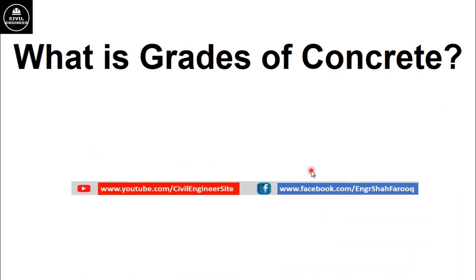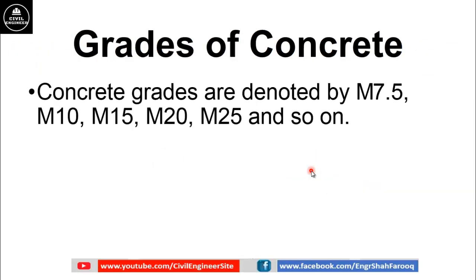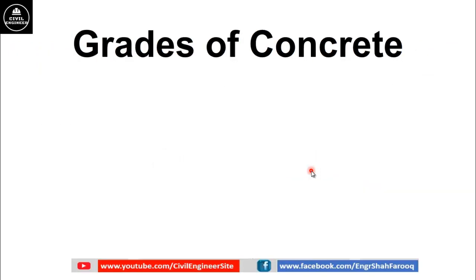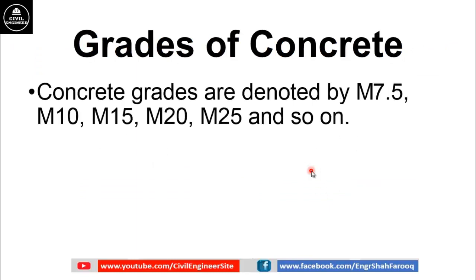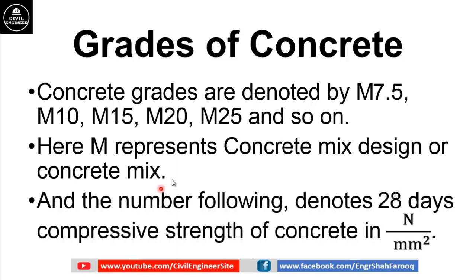Now we will discuss what is grade of concrete. Grade of concrete is defined as the minimum strength of concrete at 28 days of construction with proper quality control. Concrete grades are denoted by M followed by a number like M7.5 concrete, M10, M15, M20, M25 and so on. Here this M represents concrete mix design or concrete mix, while the number following denotes the compressive strength of concrete in Newton per millimeter square.